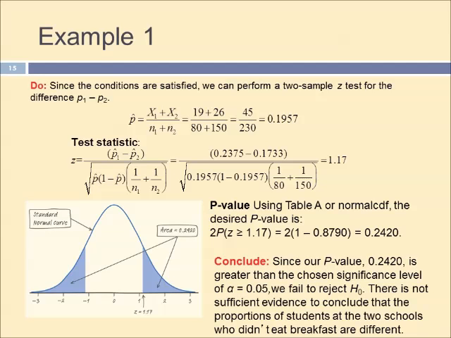So since the p-value 0.2420 is greater than the chosen level of significance, we fail to reject the null hypothesis. There is not significant evidence to conclude that the proportions of students at the two schools who didn't eat breakfast are different.